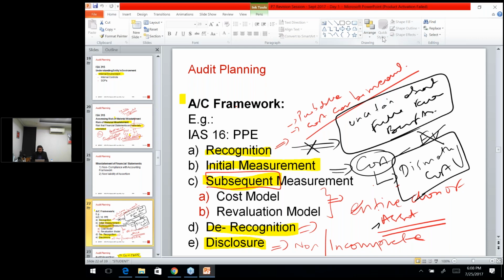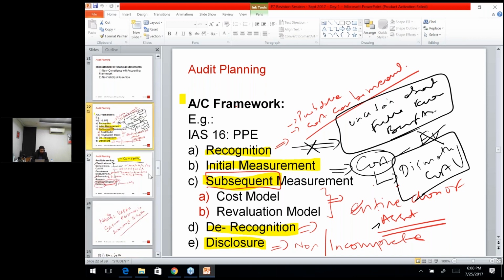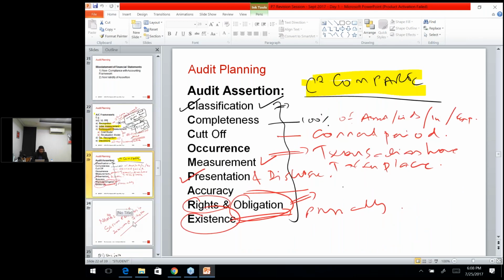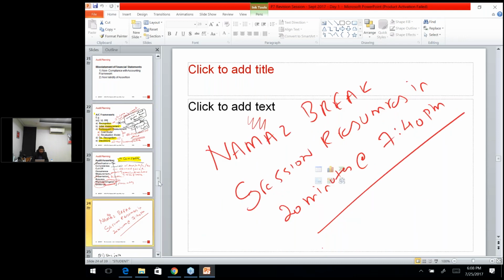that whenever we talk about the risk of material misstatement, the risk of material misstatement is majorly related to identifying what could go wrong with the financial statement. So I talked about what could go wrong with respect to the application of accounting standards, or what could go wrong with respect to the assertion. So we discussed till here.